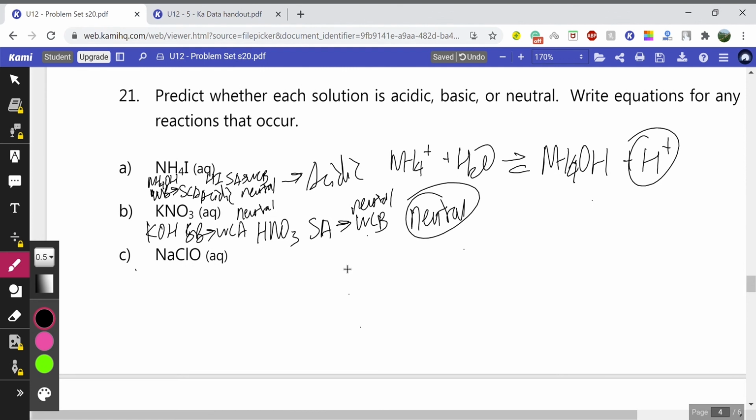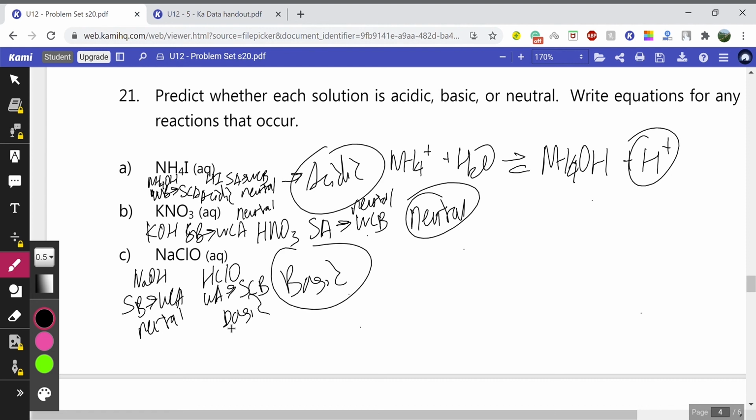Next, we have NaOH, which is a strong base, which makes Na plus a weak conjugate acid. HClO, which is a weak acid, makes ClO minus a strong conjugate base. Now, with a strong conjugate base and a neutral, overall it is going to be basic.